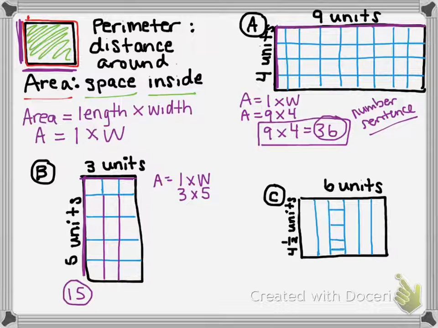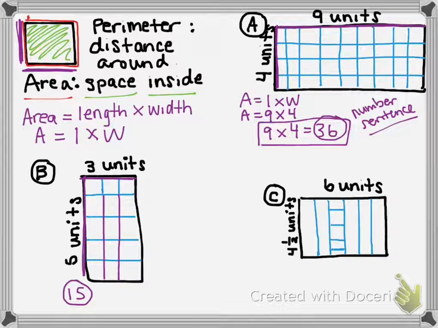Now all we do is solve. 3 times 5 equals 15. Perfect! We got the same answer both times. Don't forget the number sentence. Here my number sentence is 3 times 5 equals 15, since these are the numbers that I used to solve the problem. Dang, we're getting good at this whole area thing.